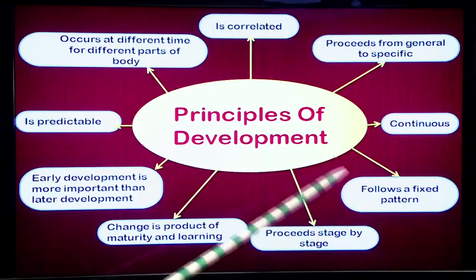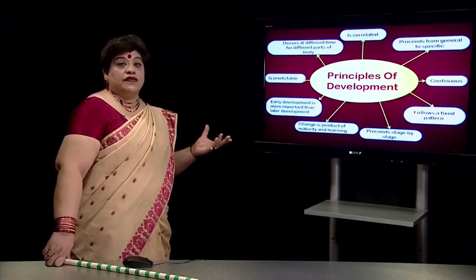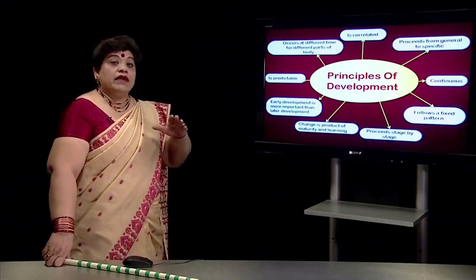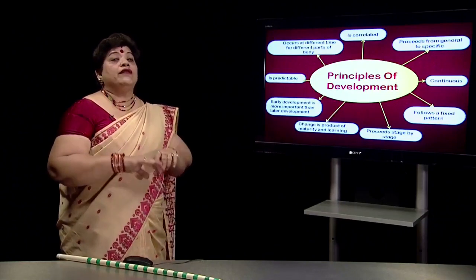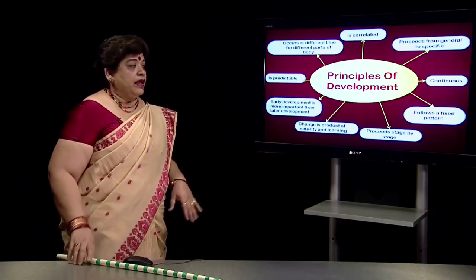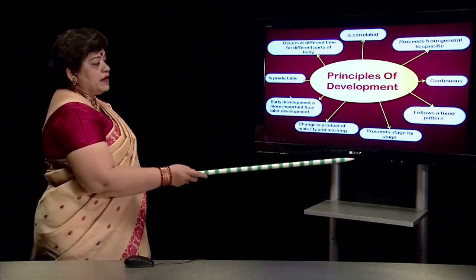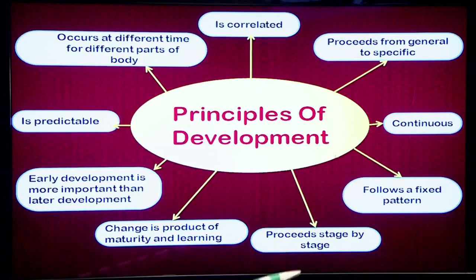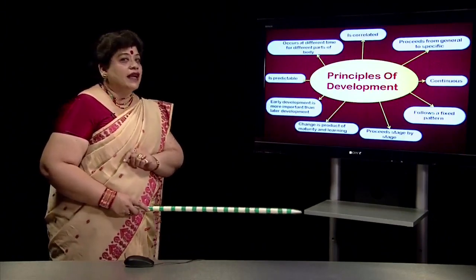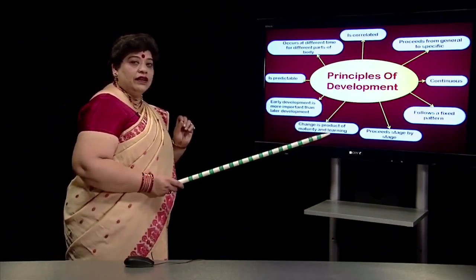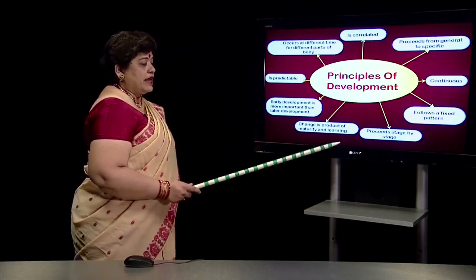Development follows a pattern. It has a fixed pattern. It is called cephalocaudal and proximodistal. That means either the development will happen from the center to the periphery, or it will be spread out evenly throughout the whole body. So there is a fixed pattern in which the development will happen, and it proceeds stage by stage. We should not expect that a child should start running, jumping, and then we feel now the child should crawl also. It will not happen. First the child will learn to sit, then crawl, and then only running and jumping.